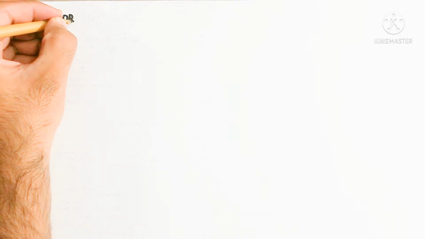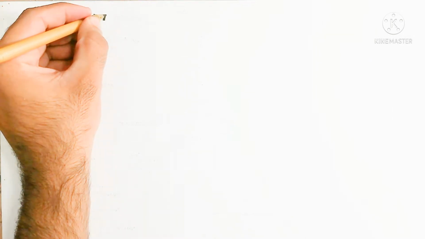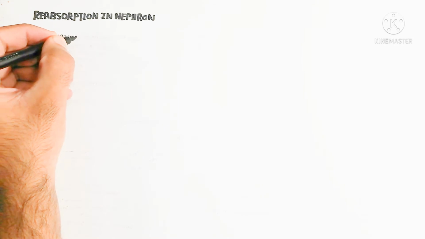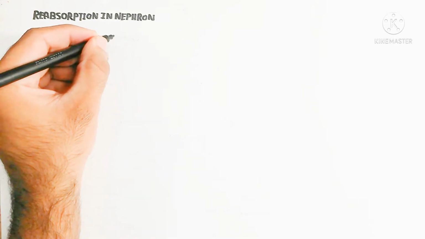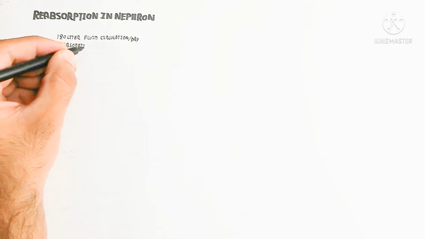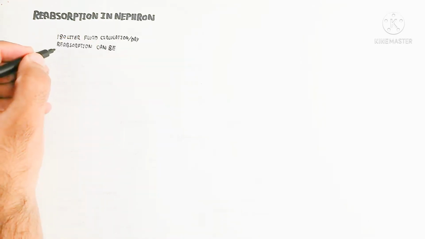Hello, in this video we will look at reabsorption in the nephron. After the filtrate is present in the nephron, glomerular pressure will create the filtration. The functional unit of filtration in the kidney is the nephron.